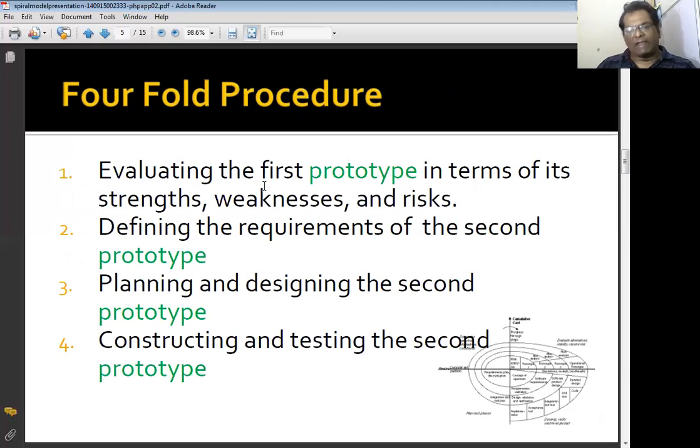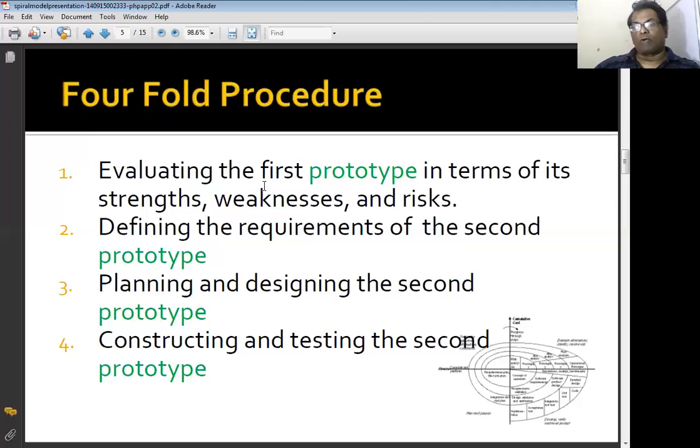First, evaluating the prototype in terms of its strengths, weaknesses, and risks. SWOT analysis. While you are going to implement a spiral model, you understand what exactly the prototype would look like. You make a blueprint, and that blueprint basically works upon a system which reads first about the strengths of that particular purchase, weaknesses of that particular purchase, and opportunities involved in that particular, right?